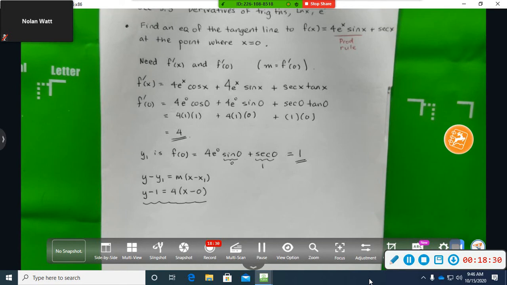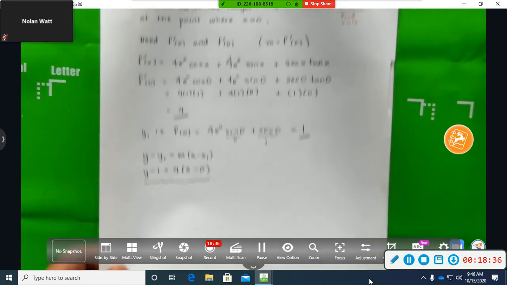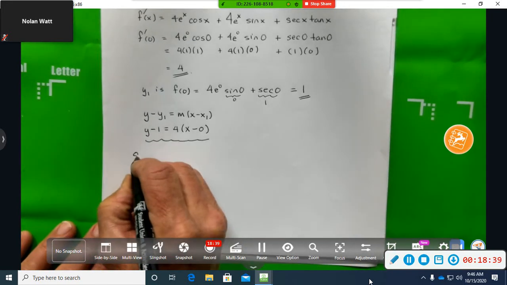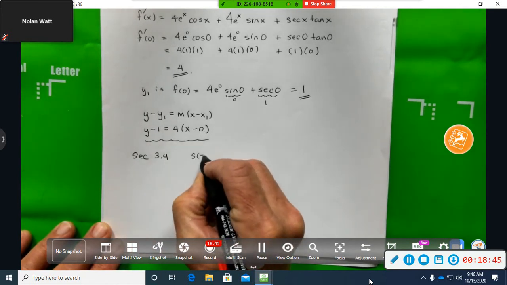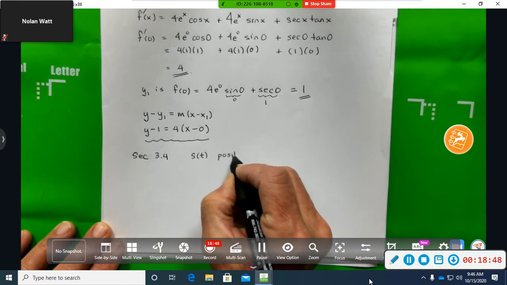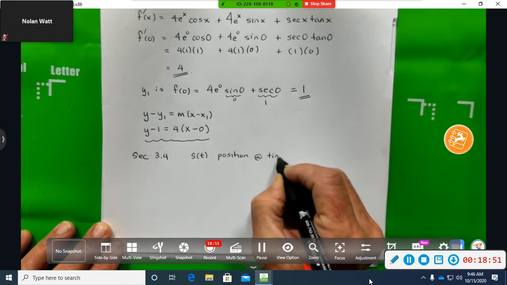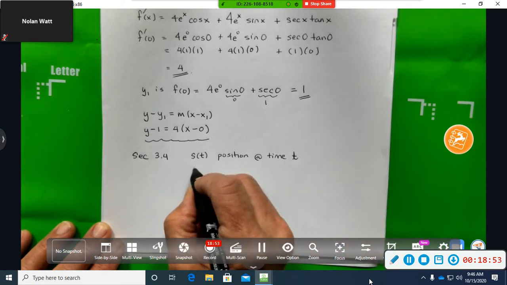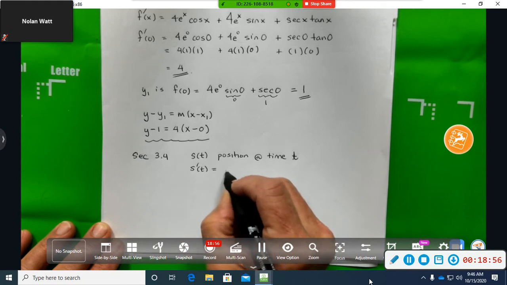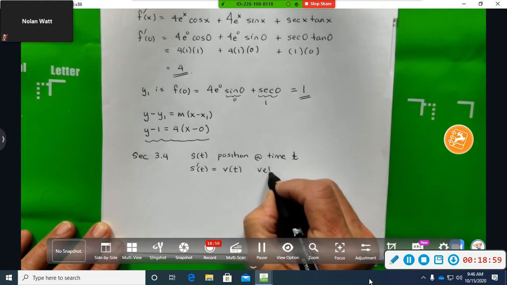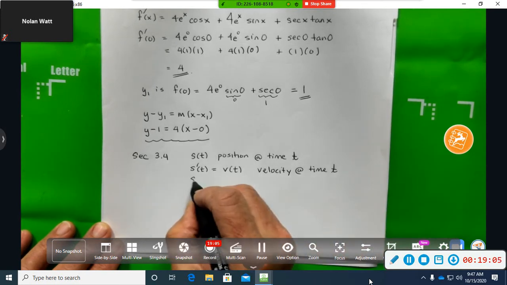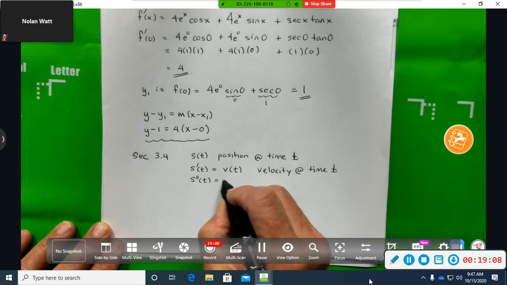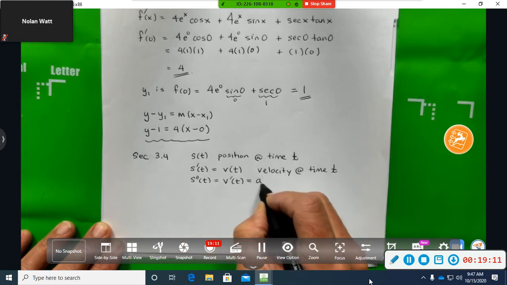So in the next section, in section 3.4, we had that stuff with our motion problems. The given function is the position at time t. Its derivative is the velocity at time t. And its second derivative, or the derivative of the velocity, is the acceleration at time t.